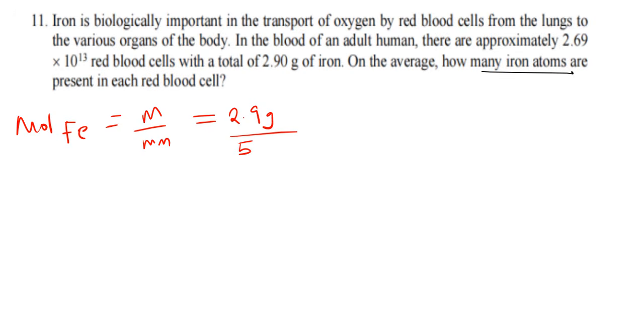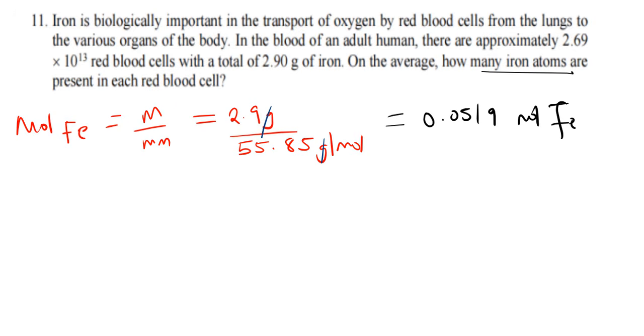We said it's about 55.85 grams per mole. So what then do we have? The gram and the gram are going to cancel. Therefore 2.9 divided by 55.85, I'm getting 0.0519. This will be moles of iron. Okay, we found the number of moles for iron.